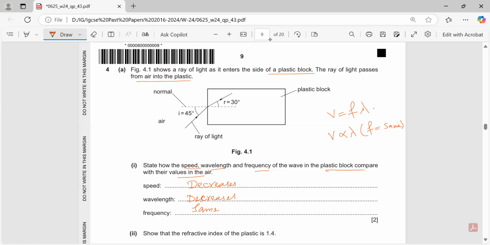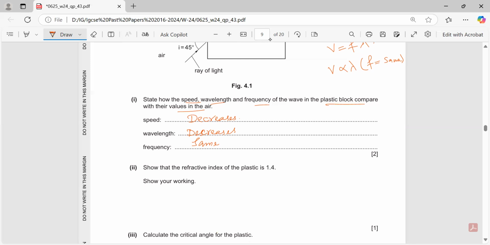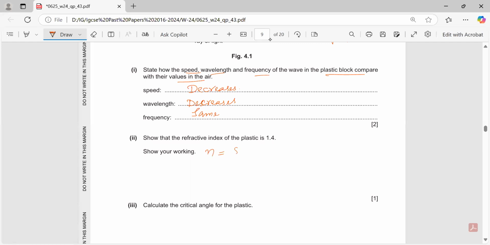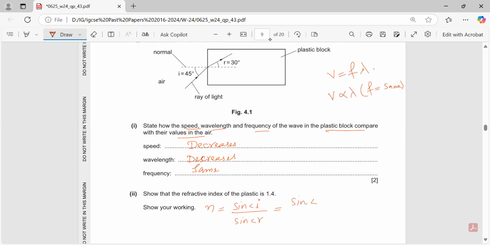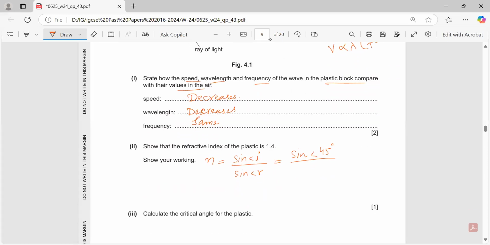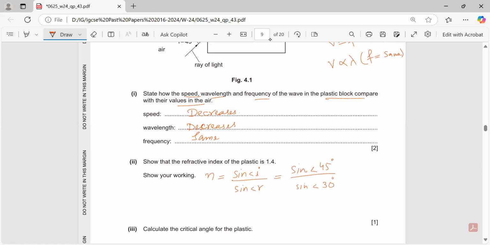Okay. Show that the refractive index of the plastic is 1.4. Show your working, no worries. So n is equal to sine of the angle of incidence over sine of the angle of refraction. So sine 45 degrees over sine 30 degrees. Please, you have the calculator, and the answer is given. I am assuming that it is 1.4, and there will be no unit because degree is cancelled with degree.